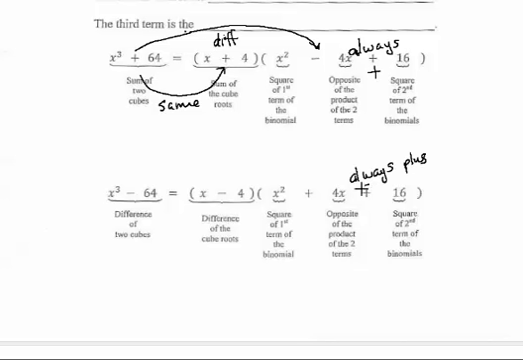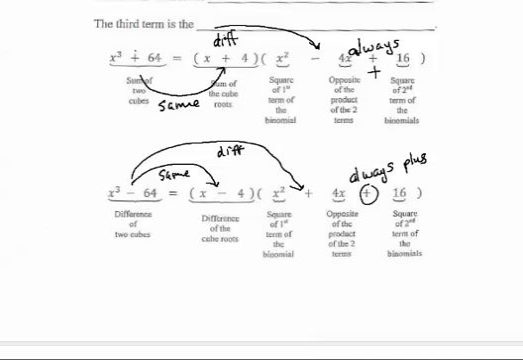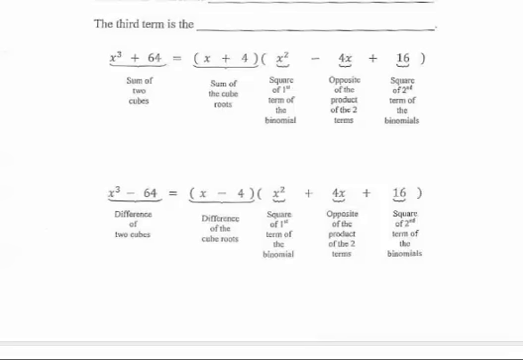Always plus. And so you see down here for the difference of cubes, we have the same sign for the first sign, and then we have the different sign for the second sign, and the third sign is always a plus. So you have to see the pattern in the templates that we're given.